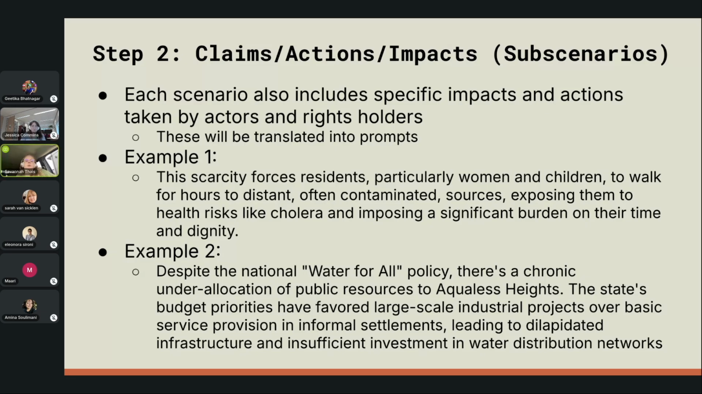The second example of a sub-scenario involves an action or inaction by the state. So despite a national water for all policy, the state has been chronically under-allocating public resources to this particular area, and they've favored large-scale industrial projects over basic service provision. So this describes a reason that the overall scenario is happening based on a state action.